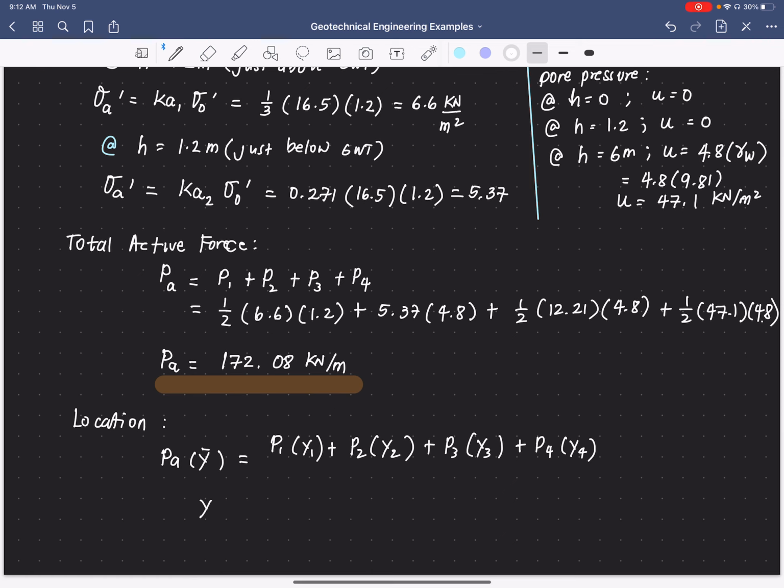And so to solve for y bar, you can just substitute or plug in all the values. We have not calculated here, but y bar can be calculated as 1.8 meters.